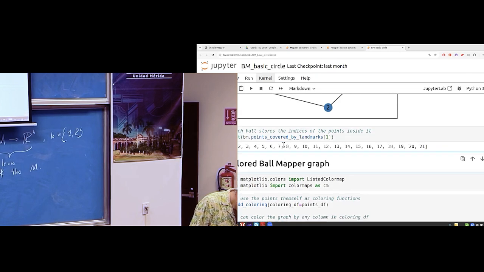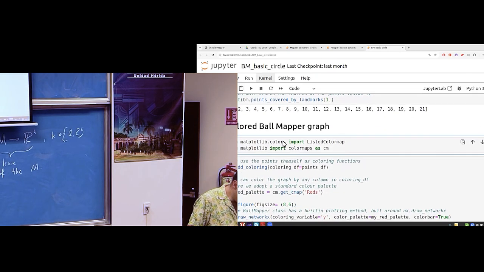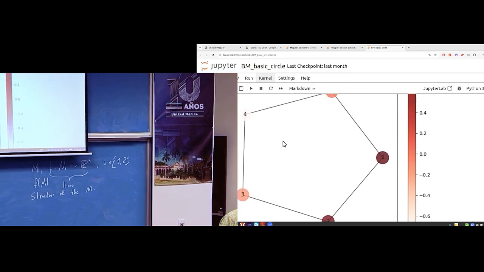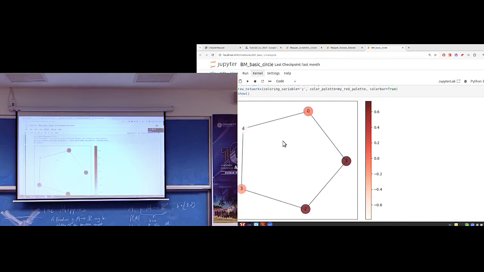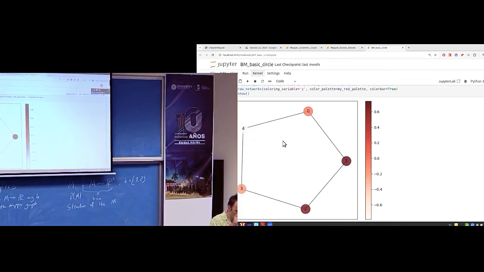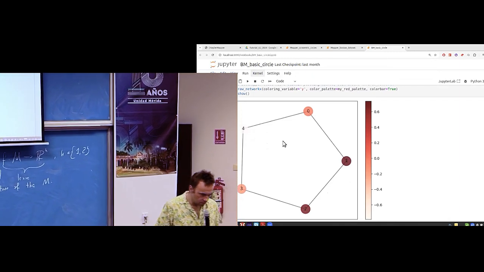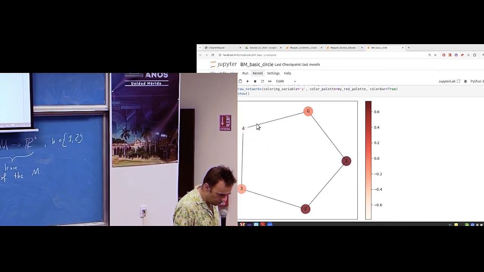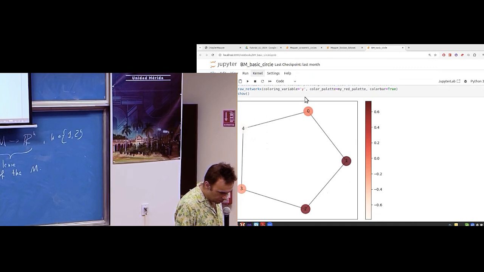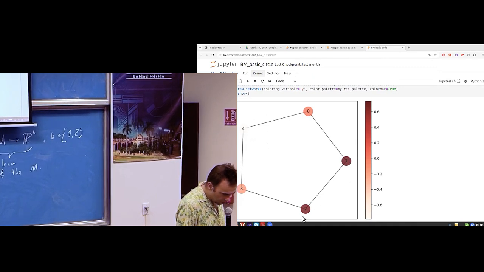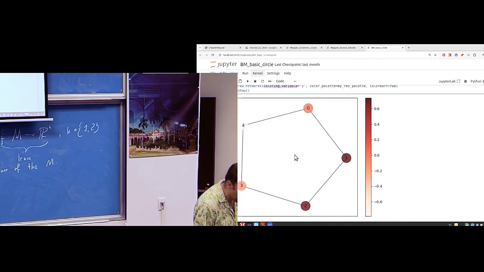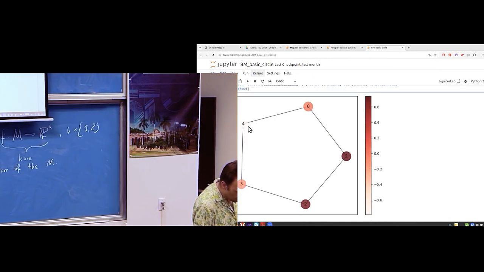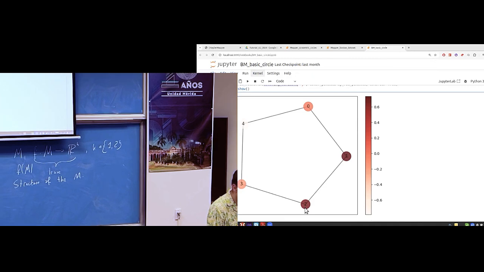And let's look at the coloration. In this case, I'm actually coloring the ball mapper with the time, and it's parameterized between 0 and 1. So now we start somewhere here. Wait a second. I'm using the variable y as the coloration. So this is where y is low. This is where y is high.